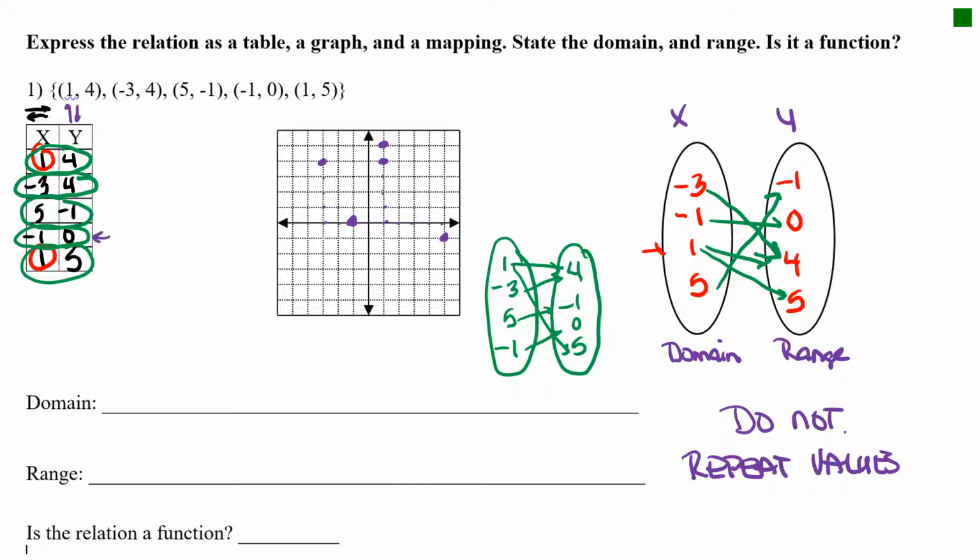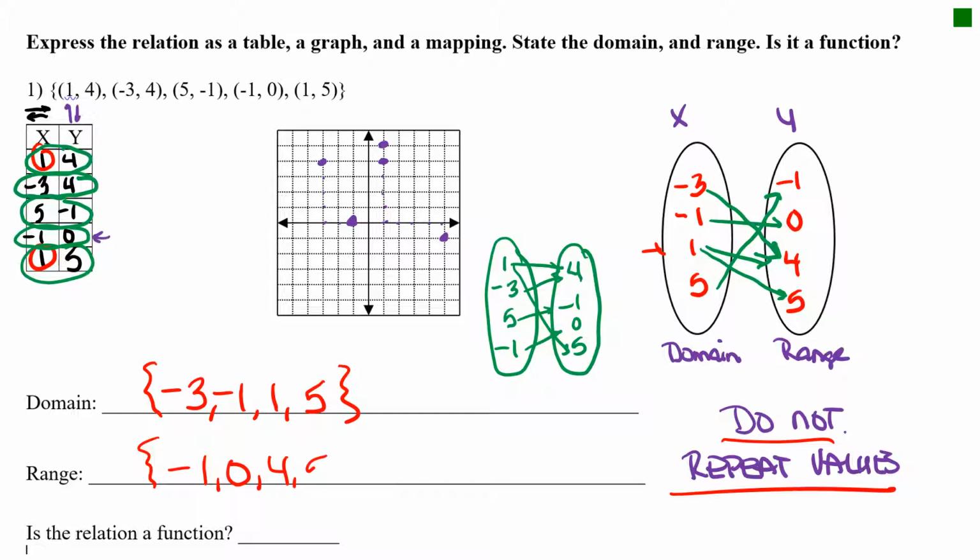Then the domain, this is the nice thing about the Twinkies. Remember, all we do is list what X values we have. -3, -1, 1, and 5, do not repeat values. The range are the Y values, -1, 0, 4, and 5, do not repeat values.